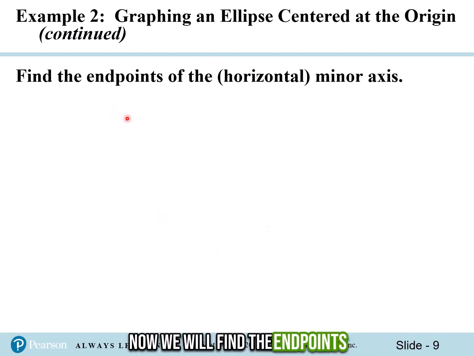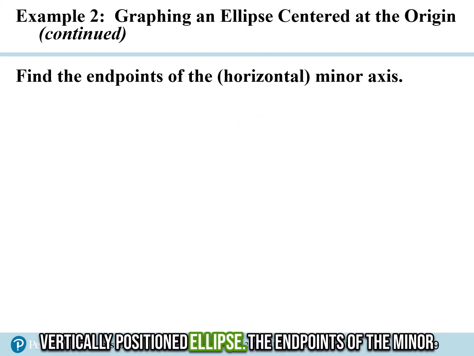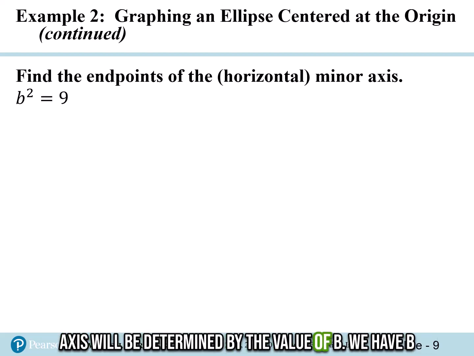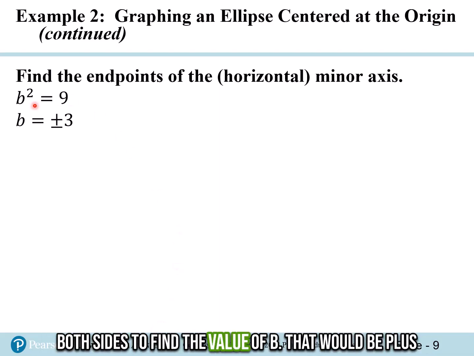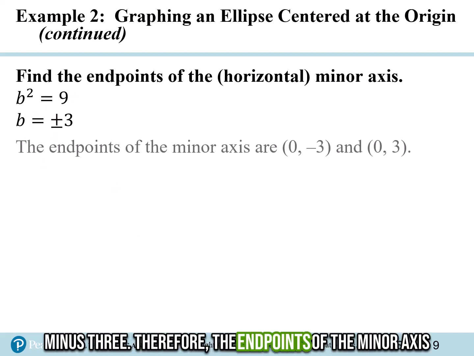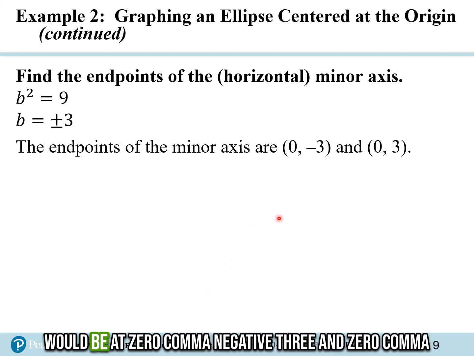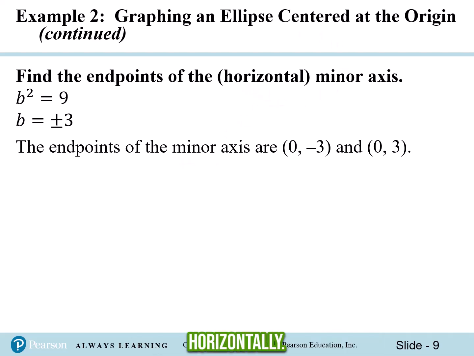Now we will find the endpoints of the minor axis, which would run horizontally if it is a vertically positioned ellipse. The endpoints of the minor axis will be determined by the value of b. We have b squared equals 9. We have to take the square root of both sides to find the value of b. That would be plus minus 3. Therefore, the endpoints of the minor axis would be at 0, negative 3 and 0, 3. Again, the minor axis is positioned horizontally.